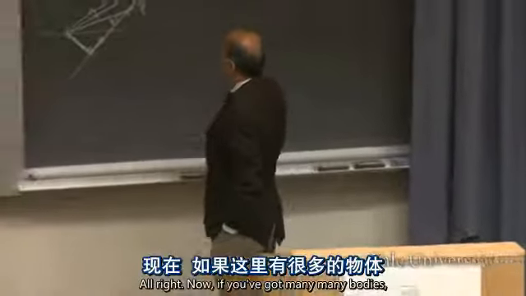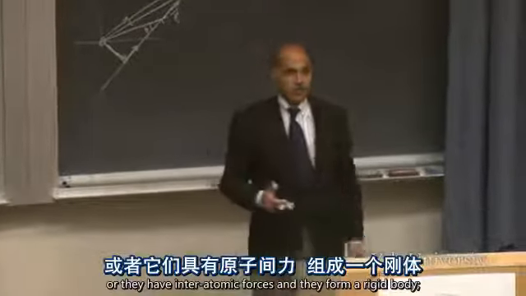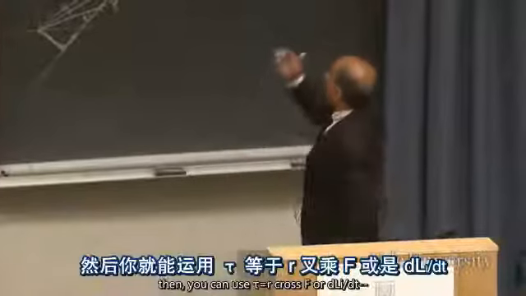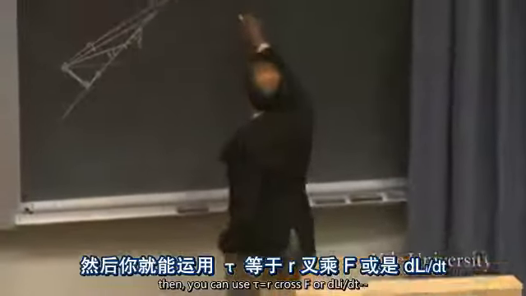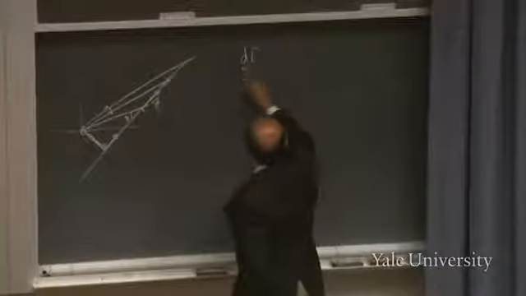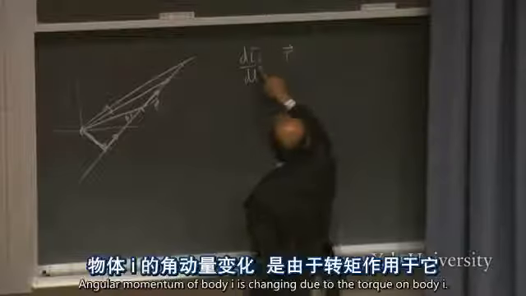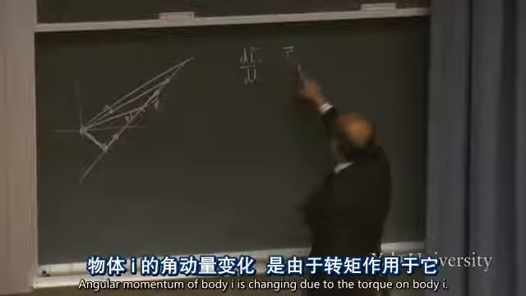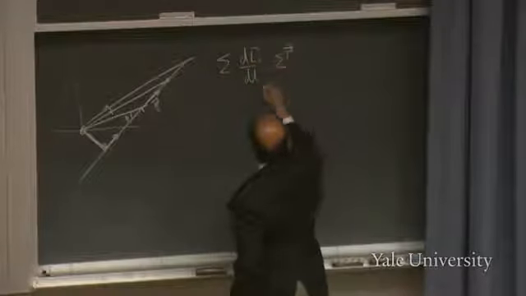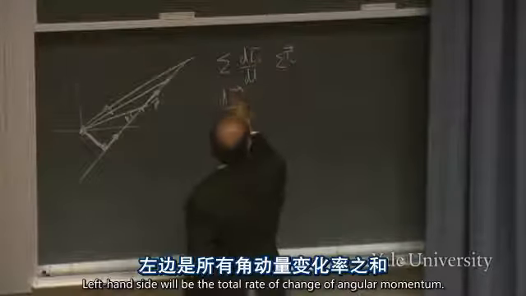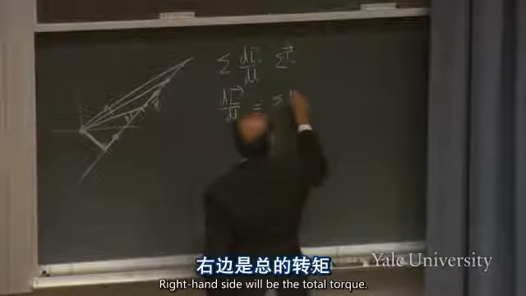All right, now if you got many, many bodies, you glue them together or they have interatomic forces and they form a rigid body, then you can use tau equals r cross f or dL/dt. dL_i/dt is tau_i. Angular momentum of body i is changing due to the torque on body i. You add everything. Left-hand side will be the total rate of change of angular momentum. Right-hand side will be the total torque.